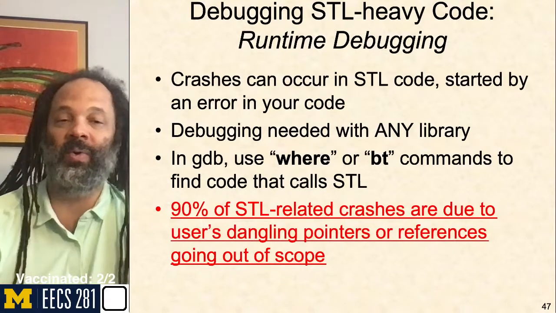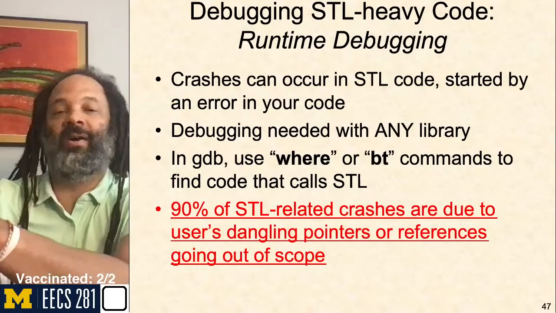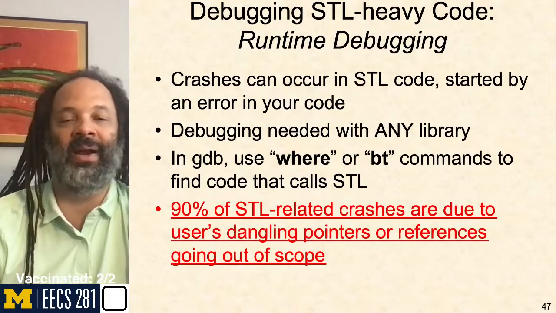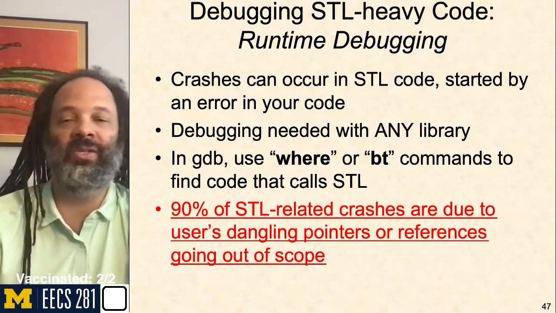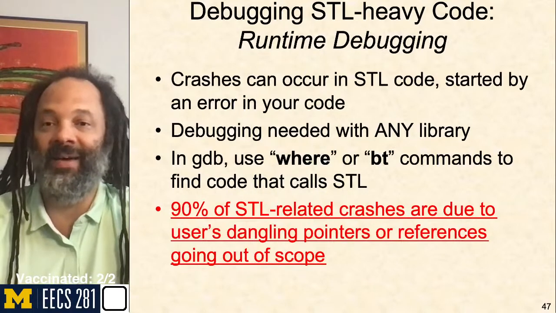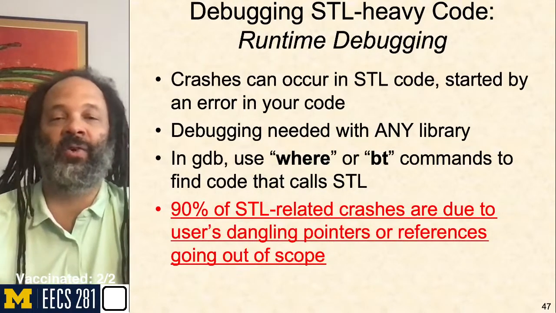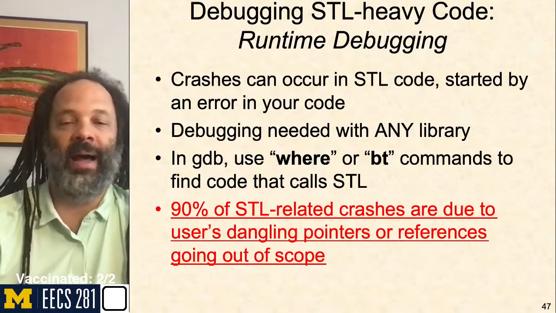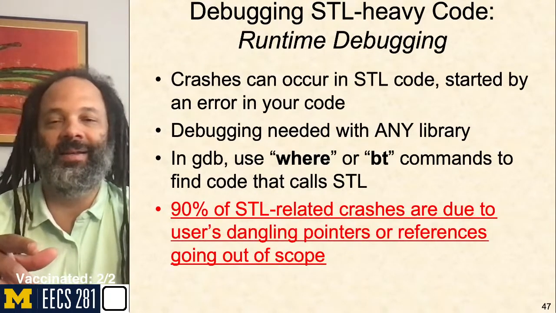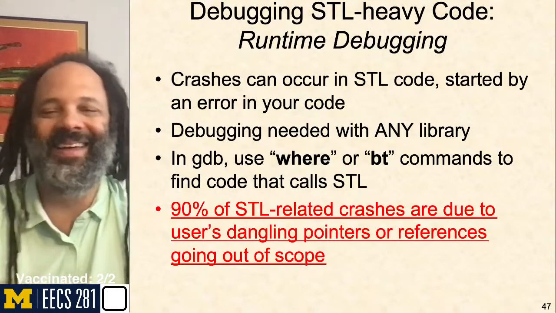When you're runtime debugging, we'll mostly get our crashes inside the STL. They won't come a lot of times in your code, because your code is mostly just going to set things up and call the STL. But if the STL gets a bad setup, it's still going to cause an error. I haven't had a student in 281 yet that's discovered an error in the STL, but I've had a lot of students that have had errors in their own code. So even if it looks like it's crashing in the STL, it's probably you. That's what I'm saying. It's not me, it's you. See what I'm saying?